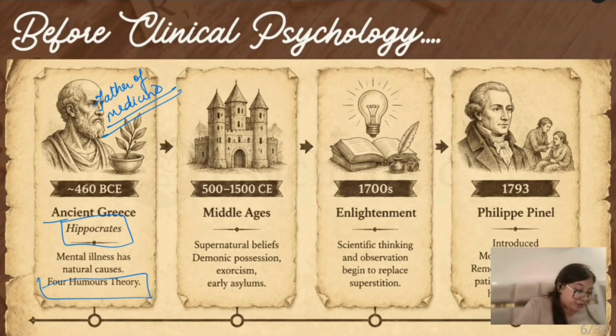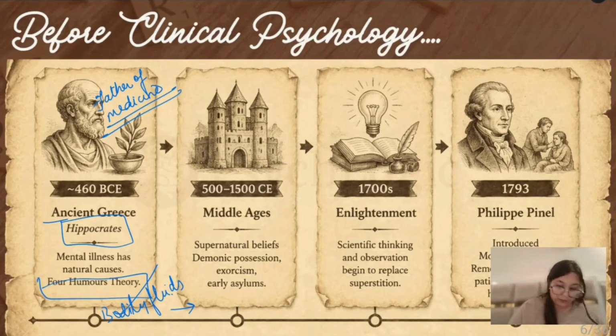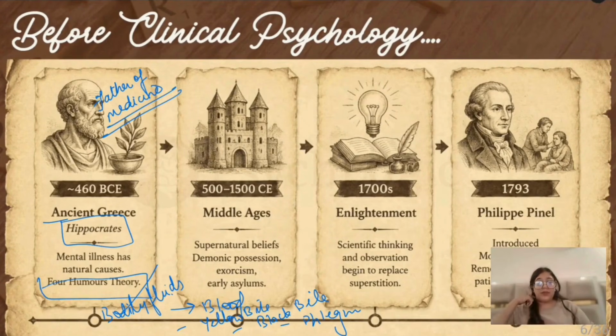He gave the theory of four humors, and he proposed four humors of bodily fluids. He said those fluids are blood, yellow bile, black bile, and phlegm. And he said that when the balance between these four bodily fluids is disturbed, then there is some kind of physical or mental illness. Now, you would expect the society to move forward, right?